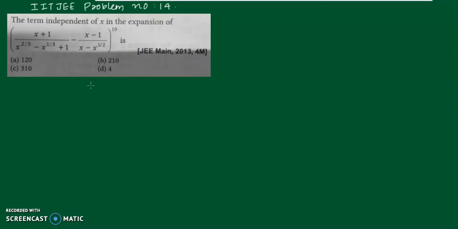The term independent of x in the expansion of (x plus 1 by x raised to 2 by 3 minus x raised to 1 by 3 plus 1, minus x minus 1 by x minus x raised to 1 by 2) the whole raised to 10. First of all, let us simplify this expression.